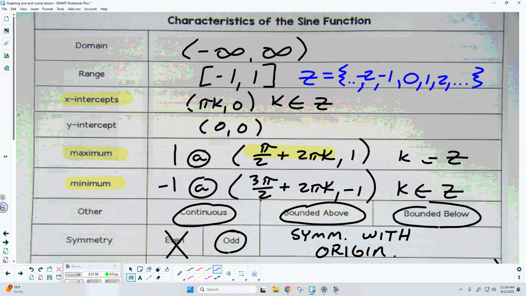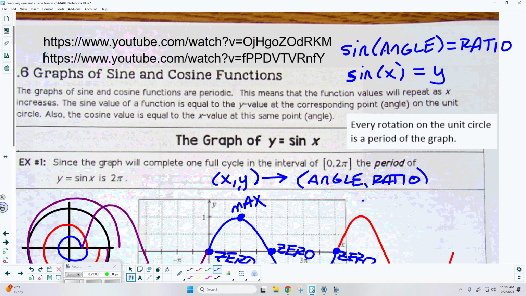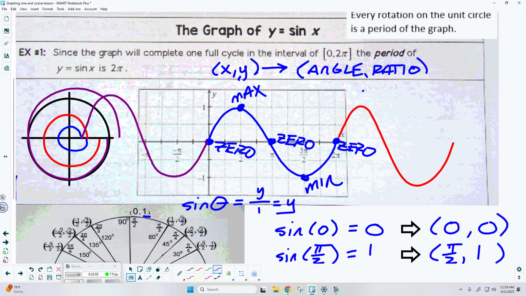Okay, so let me come on back over here. Let me start to plug in some values. So here was my formula, pi over 2.